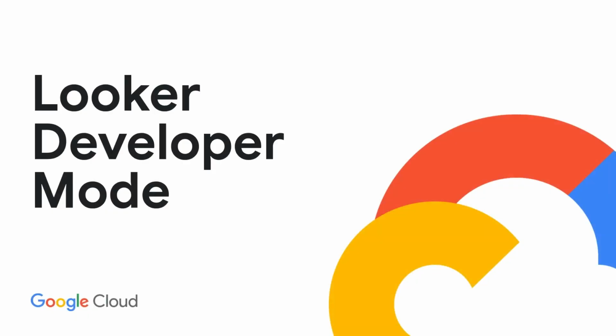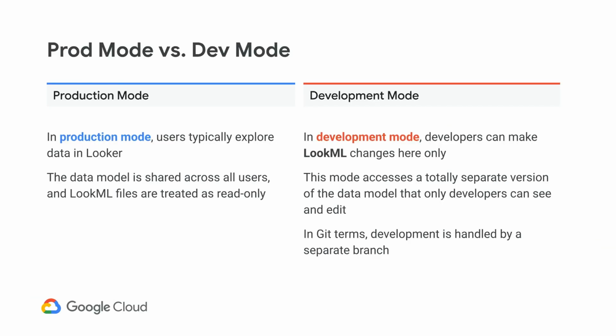Welcome to this video on Looker Developer Mode, a key feature for anyone working with LookML. Looker has two primary modes, production mode and development mode. In production mode, users explore data, and LookML files are read-only. Development mode allows developers to make and edit LookML changes, accessing a separate version of the data model. In Git terms, development is handled by a separate branch.